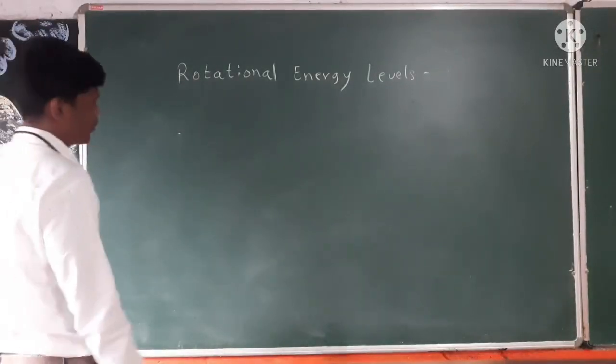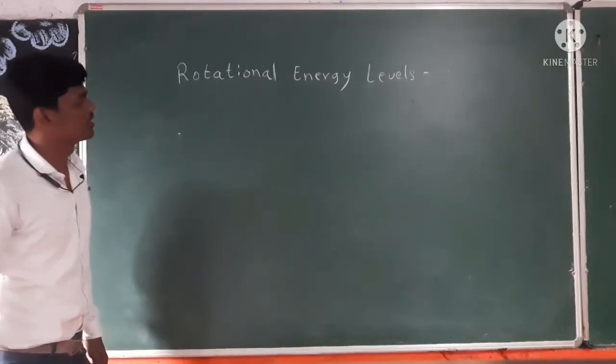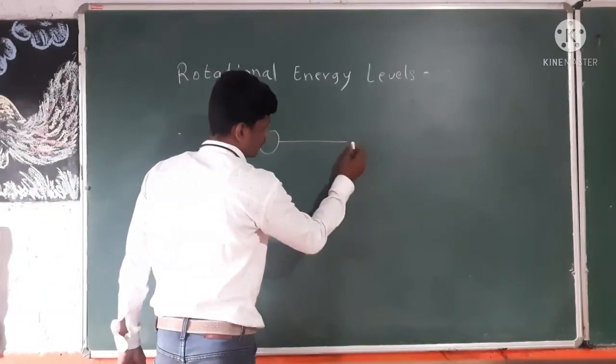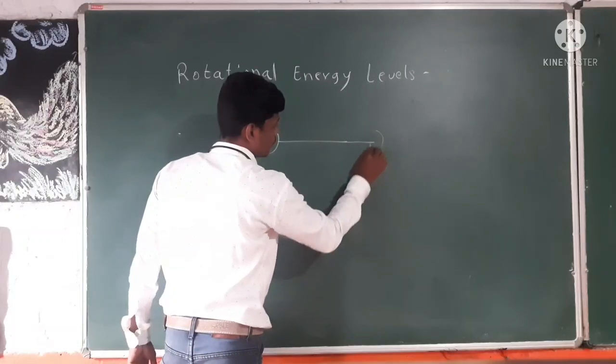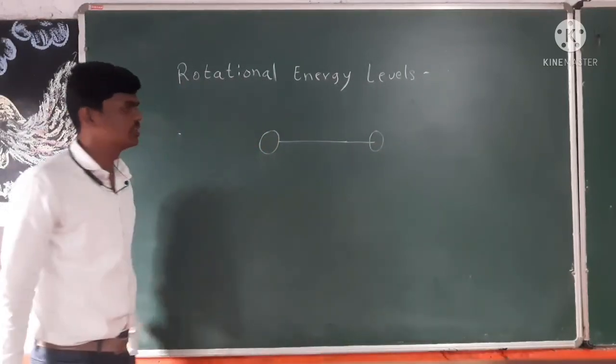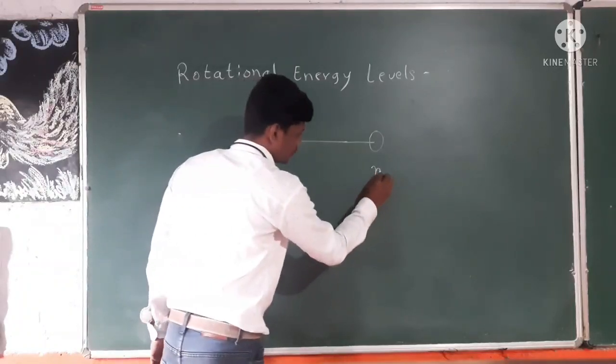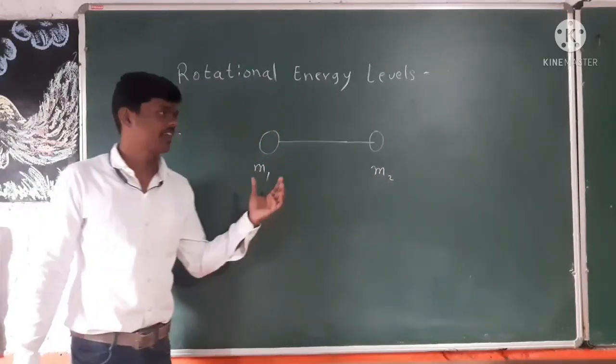So next point is rotational energy levels. Now consider a diatomic molecule like HCl. So this molecule, we know, has masses m1, m2. Now we know it can rotate.